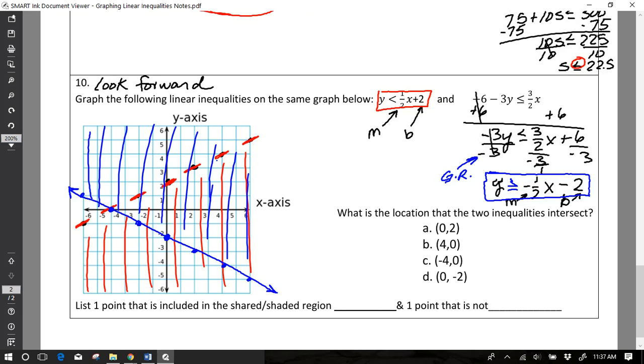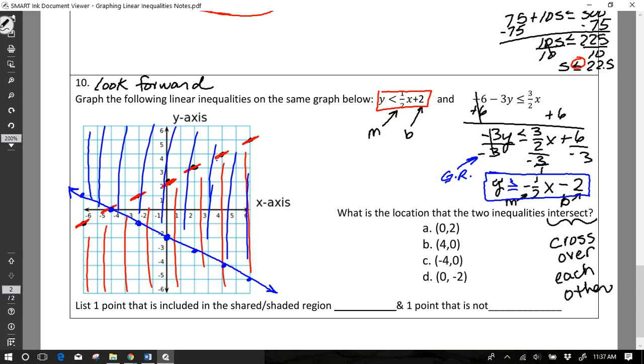The first question I'm going to ask you is, what is the location that these two inequalities intersect? The word intersect is not something that we've really discussed in this class, but if you think about where two roads intersect, that would be at like a stop sign or a red light, and it is where these two lines or roads cross over each other. So where do these two lines do that?